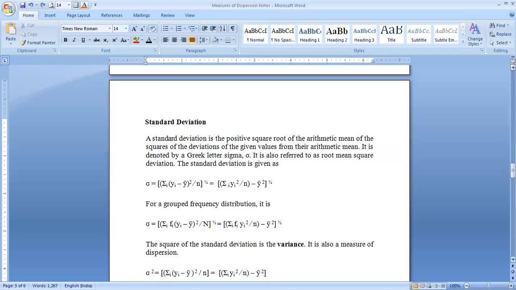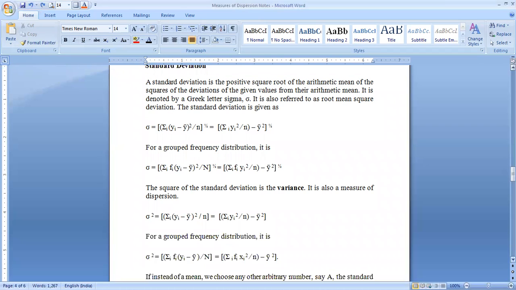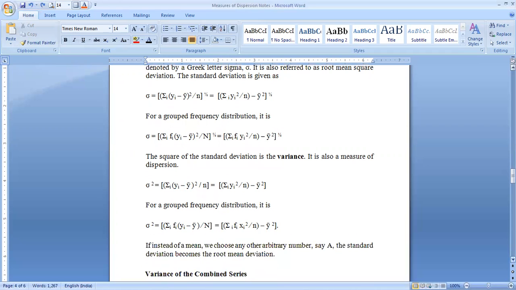Next we define the variance. The square of the standard deviation is called variance. Means if sigma represents the standard deviation, then sigma square will be known as variance, and it is also a measure of dispersion. So sigma square is equal to summation of (yi minus y bar) whole square divided by n, where yi represents the data, y bar shows the average value or the mean value of the data set, and n represents the total number of data.